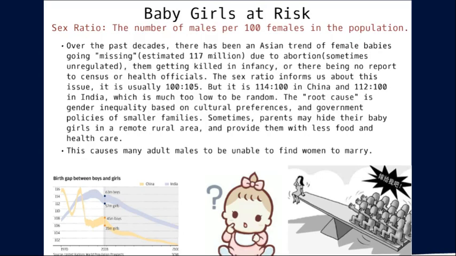The root cause is gender inequality based on cultural preferences and government policies of smaller families. Sometimes parents may hide their baby girls in a rural area and provide them with less food and healthcare. This causes many adult males to be unable to find women to marry.